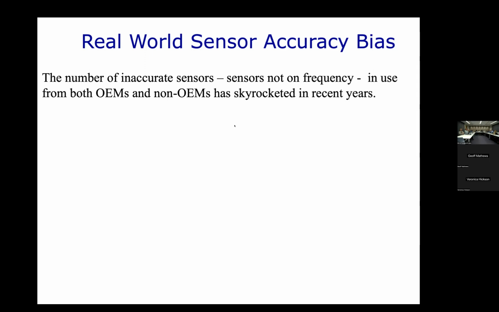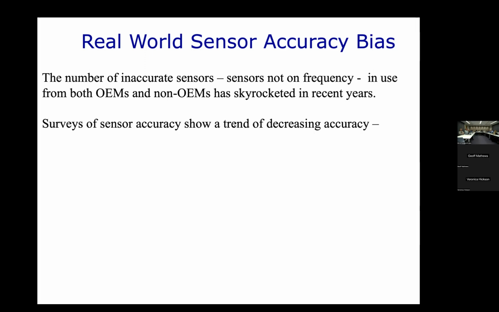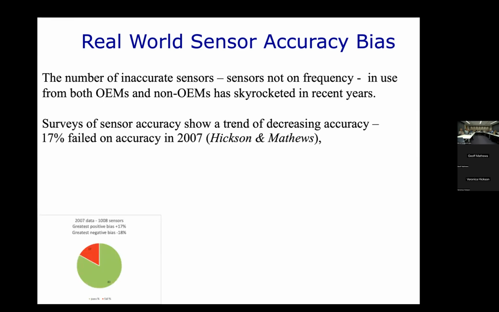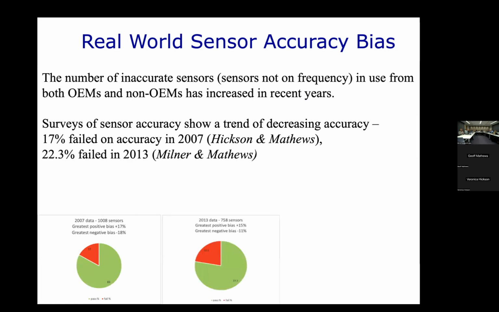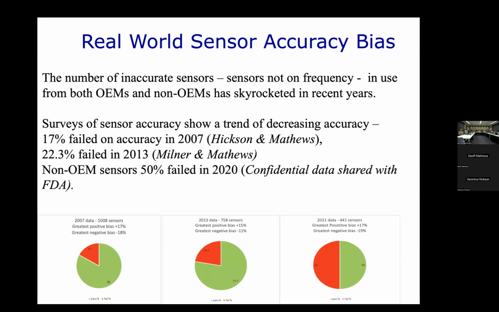Okay, in the real world, sensor accuracy bias, the number of inaccurate sensors not on frequency in use from both arms has skyrocketed in recent years. Surveys of sensor accuracy show a trend of decreasing accuracy. So in 2007, we got 17% failed with a sample size of 1,008 sensors. In 2013, with a sample size of 758 sensors, 22.3% of sensors failed. And more recently, in 2020, a survey of non-OEM sensors had a failure rate of 50%.